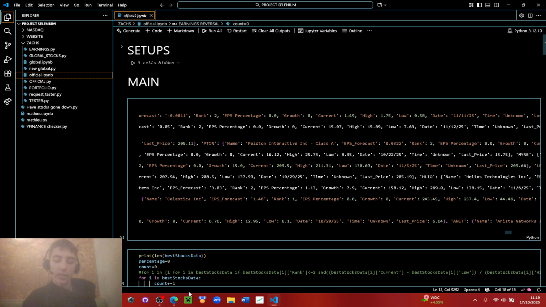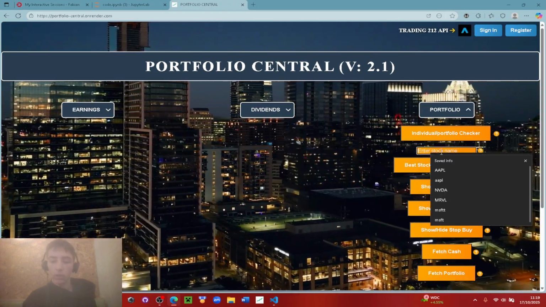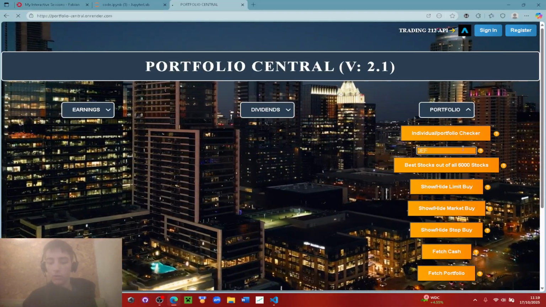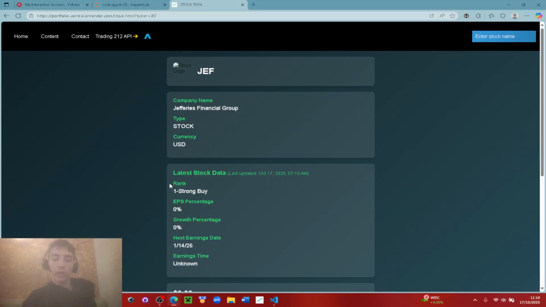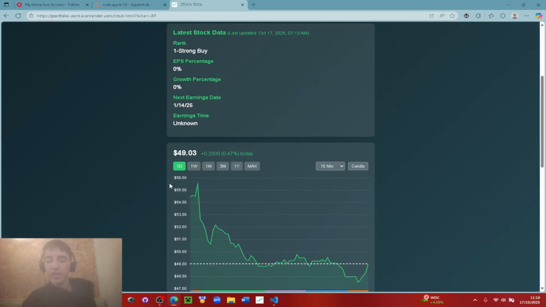Also, we have a stock page. So I can show you that quickly. Stock checker. Let me put Jeffries. So we have this page as well now. It's not new, but it's quite recent, I'd say.